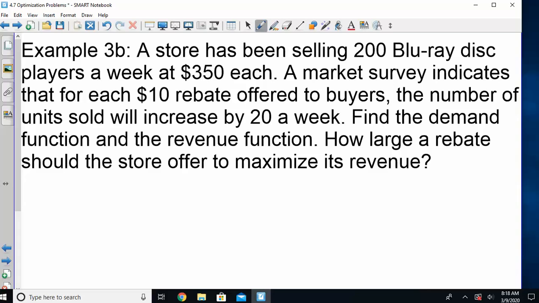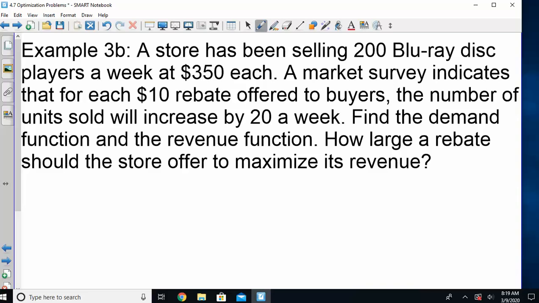Let's look at another one. A store has been selling 200 Blu-ray disc players a week at $350 each. A market survey indicates that for each $10 rebate offered to buyers, the number of units sold will increase by 20 a week. Find the demand function and the revenue function. How large a rebate should the store offer to maximize its revenue?